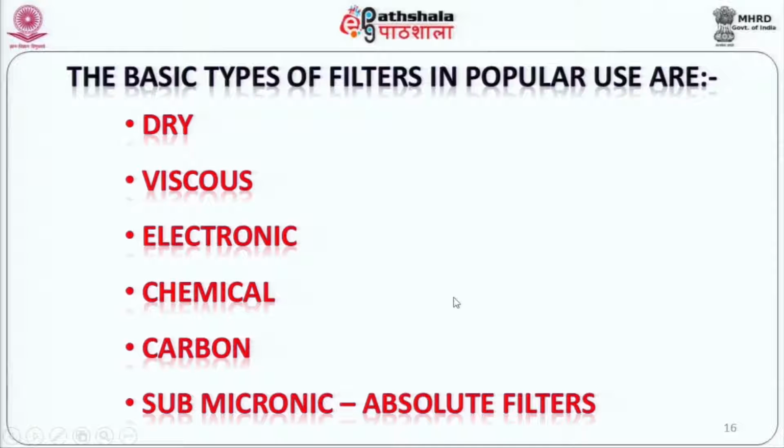What are the kinds of filters that one can have? One can have filters which are dry, filters which are viscous, filters which are electronic, filters which are chemical, filters which are carbon type filters, or even filters which are submicronic and which are capable of filtering extremely fine dust. These filters we will see one at a time.